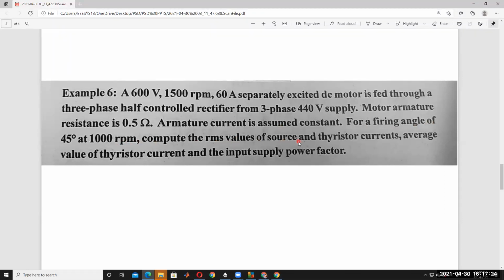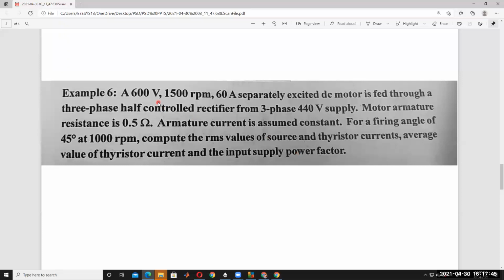Compute the RMS value of the source and thyristor current, the average value of thyristor current, and the input supply power factor. So this is the question.